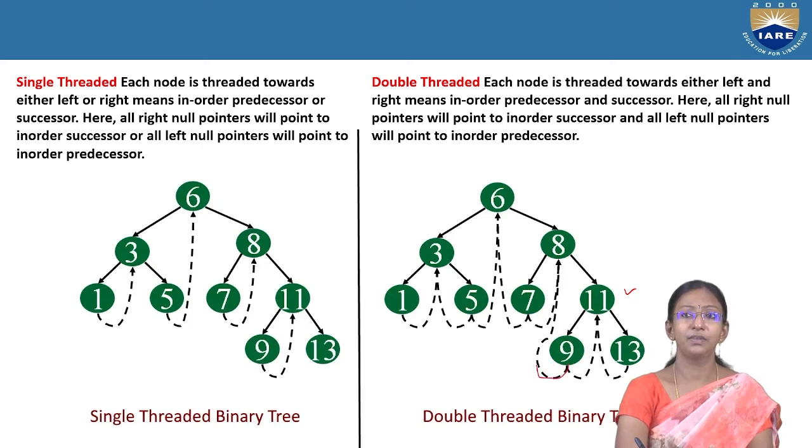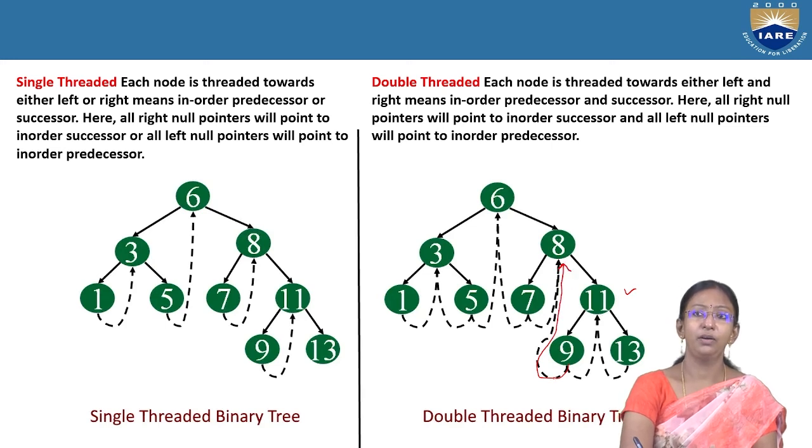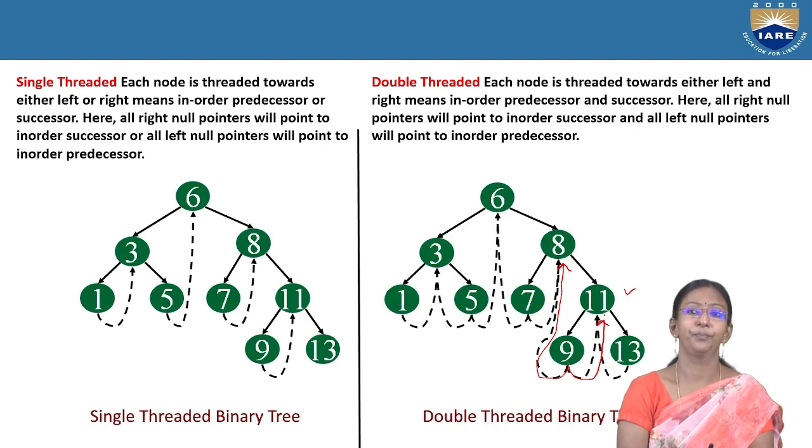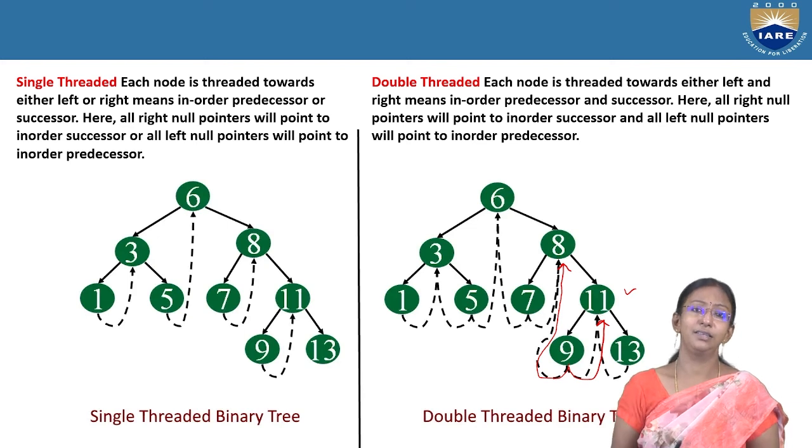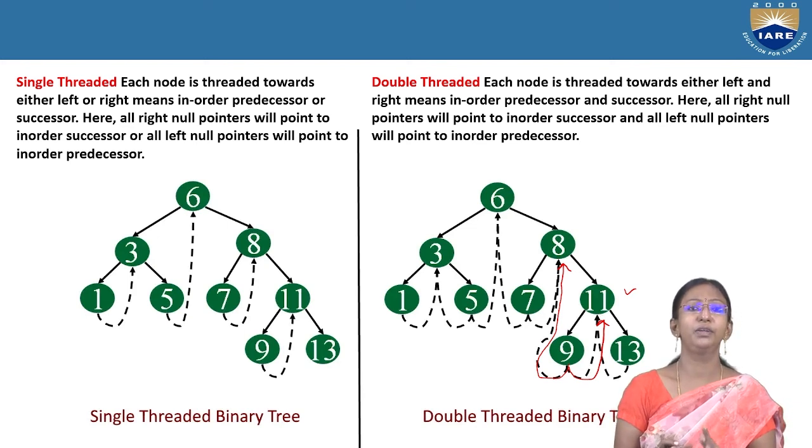9 on the left side is threaded to its grandparent 8, and on its right side it is threaded to its parent 11. Right, got my point? So this is double threaded. That means each and every node is hooked to its predecessor as well as its successor in the case of double threaded. Either predecessor or successor, either one, in the case of single threaded.